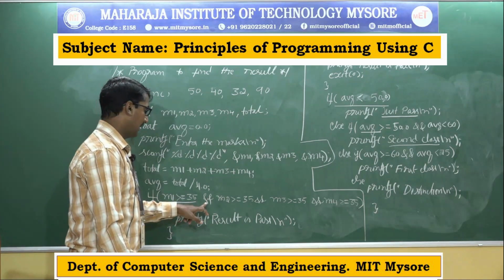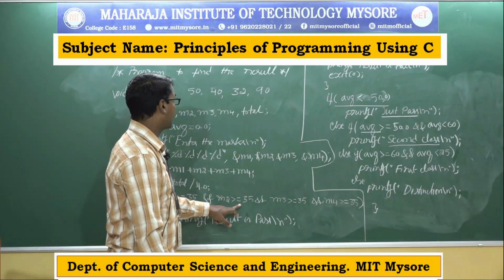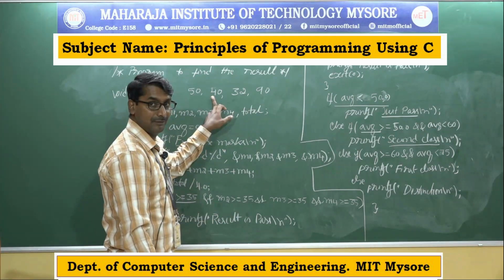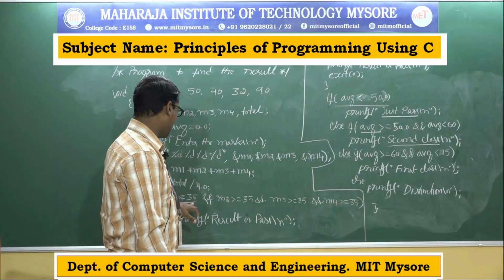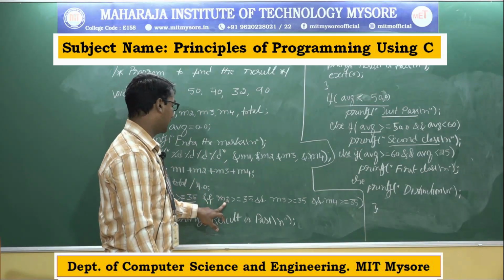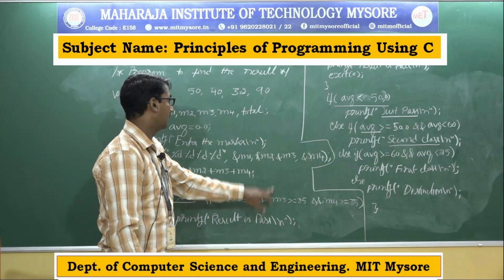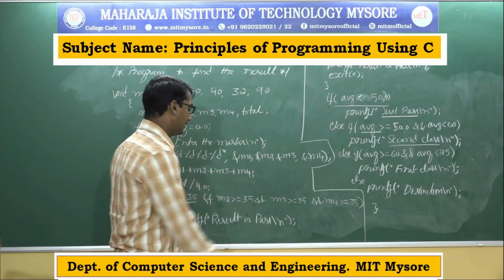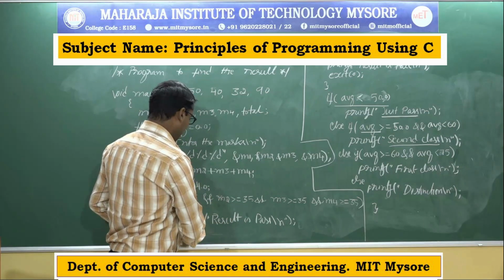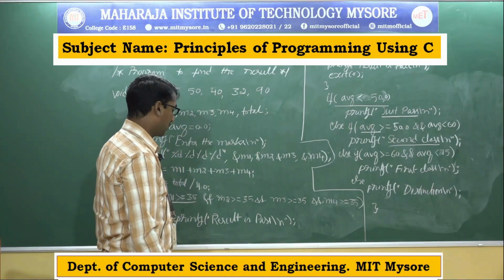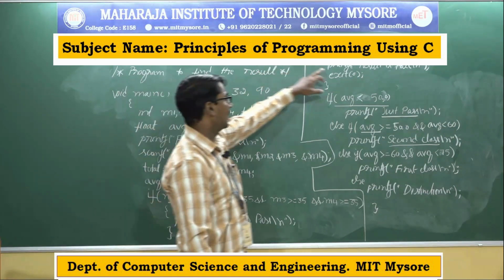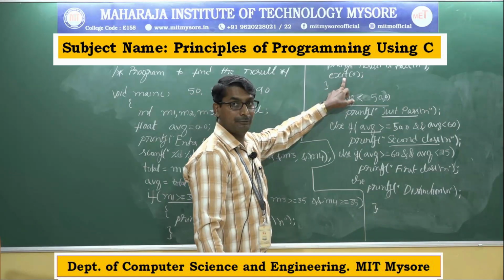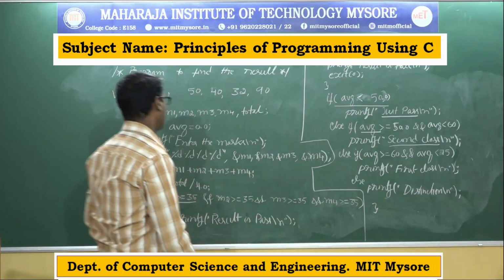Next, M2 greater than or equal to 35, here also the condition is true because 50 is greater than 35. 40 greater than or equal to 35, condition is true. Next, 32 greater than or equal to 35, here the condition is false. So once this condition is false, this statement will be skipped. Here the result is fail and it will exit.